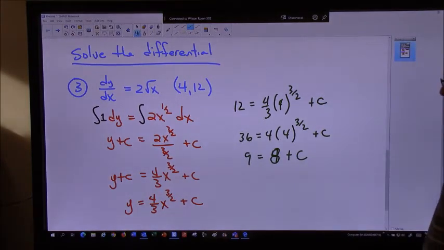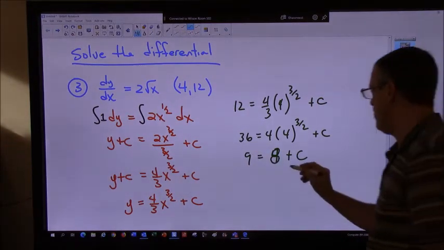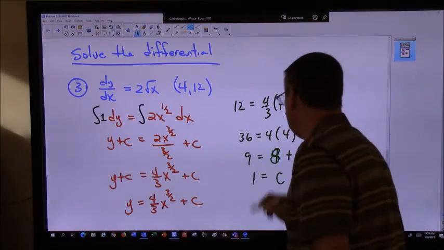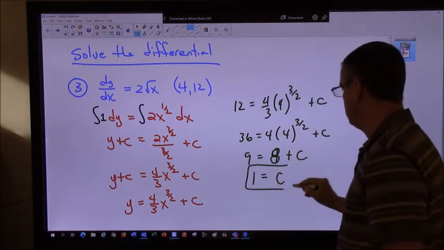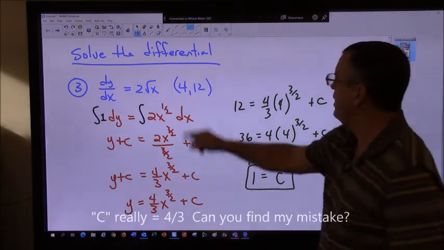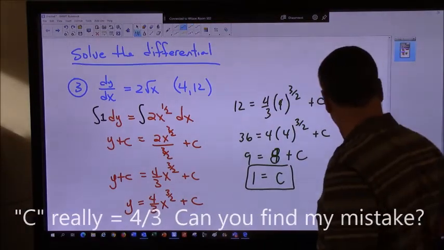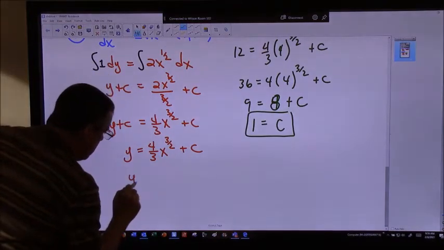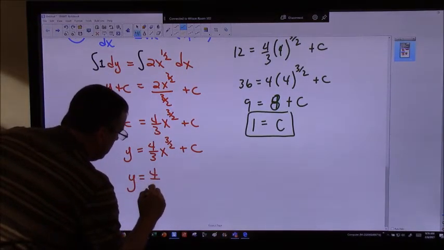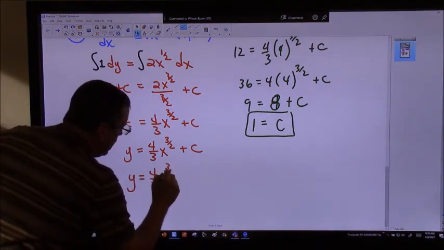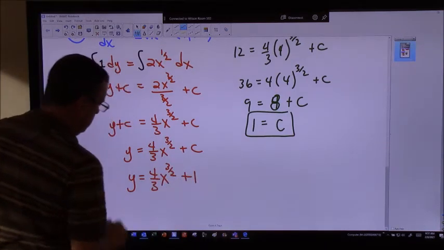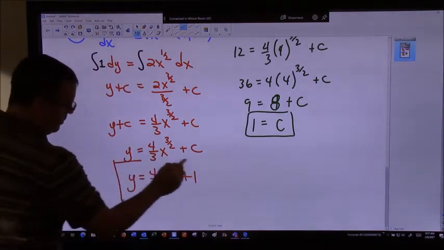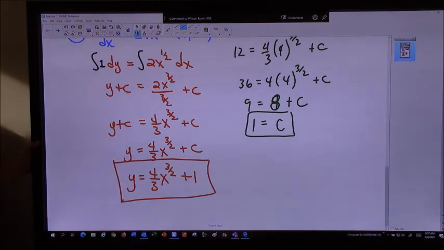Now I know what c is. Move that 8 over and subtract it, and I get c equals 1. So what was my solution to the differential? y equals 4/3 x to the 3 halves plus 1. And I'm just going to leave that as a fractional exponent. No point in changing that.